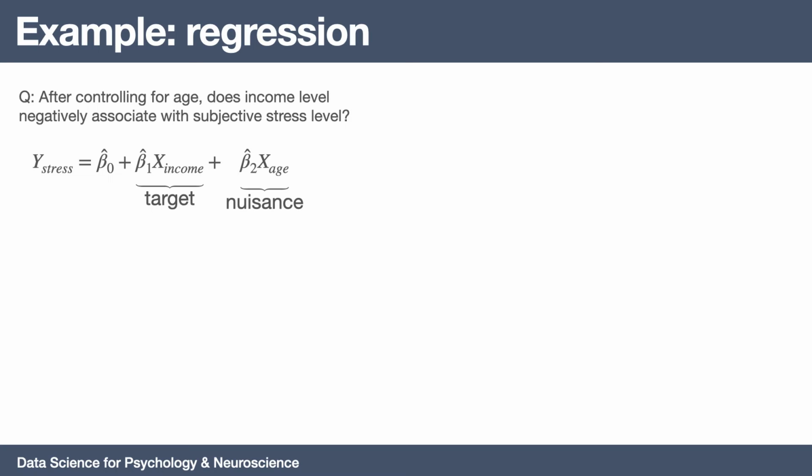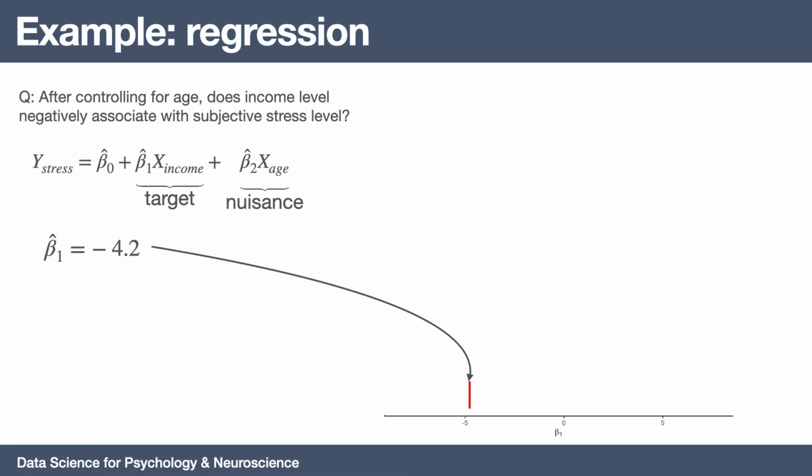Now in this model, my null hypothesis is only relevant to my target factor, income. Notice the framing of the question again. After controlling for age, does income level negatively associate with subjective stress level? So age is just a factor that we know impacts both stress and income. It's not relevant to our hypothesis, only that first term is. So what we'll do is we'll calculate out beta hat 1, which might get out to being, let's say, a value of negative 0.42, and we'll set it aside on this continuum of what beta hat 1 might be.